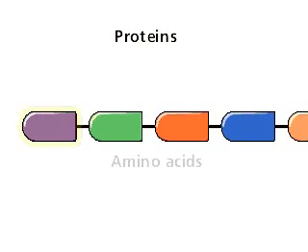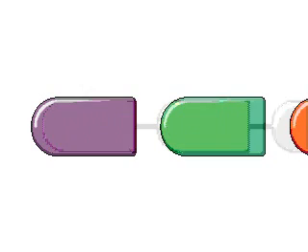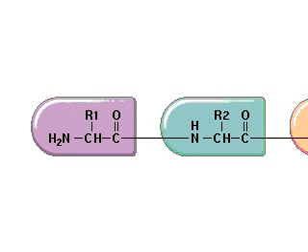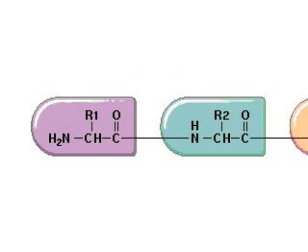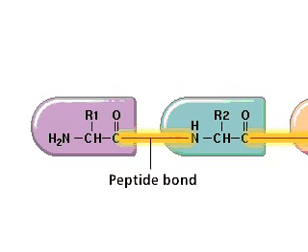Proteins are long chains of amino acids. There are 20 common kinds of amino acids, represented here by different colors. Each type of amino acid has a similar chemical structure, except for a variable part known as the R group. Within a protein, amino acids are linked to each other by a peptide bond.